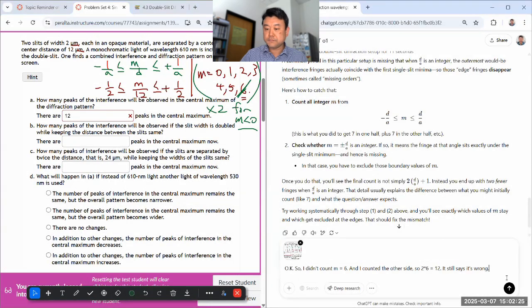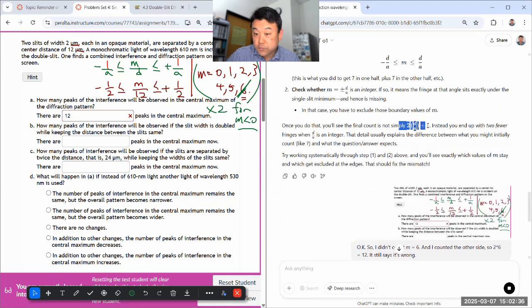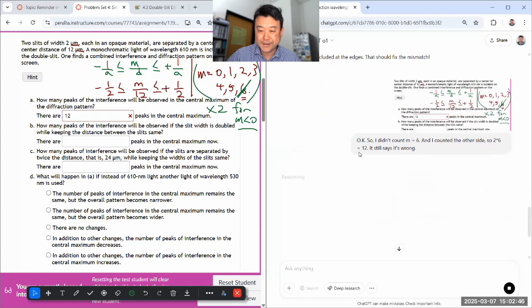Still says it's wrong. And it should tell me, oh, don't count 0 twice. It did give me this formula, which if you use it and then subtract 2, then great. That actually will give you the right answer. But it didn't explicitly tell me that I shouldn't count the 0 in the middle twice.